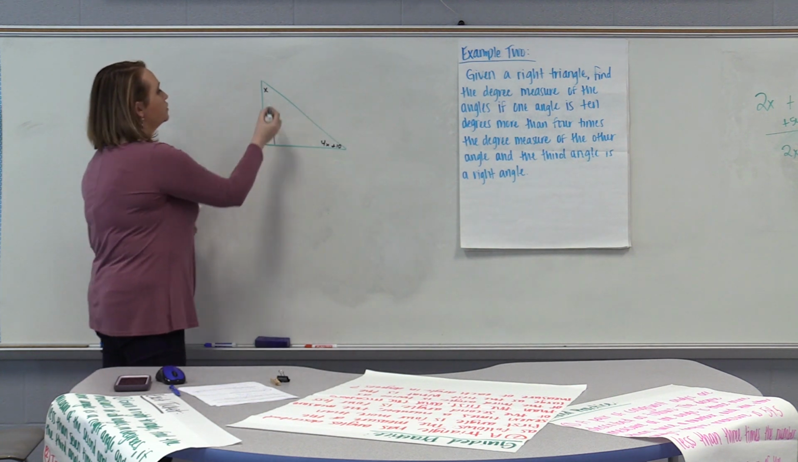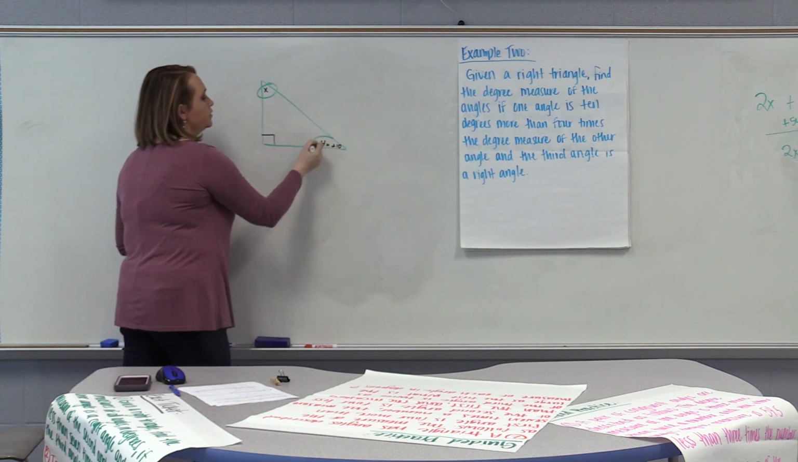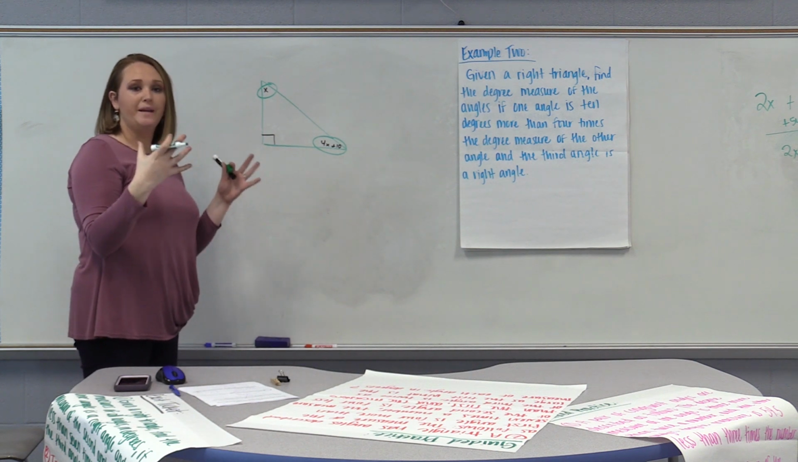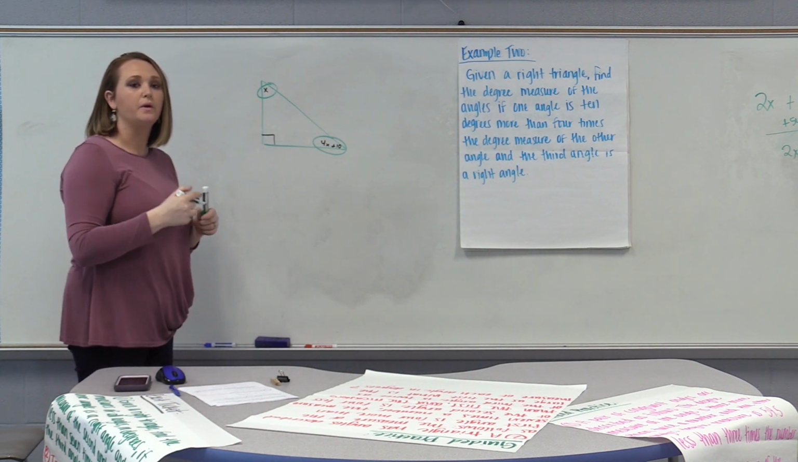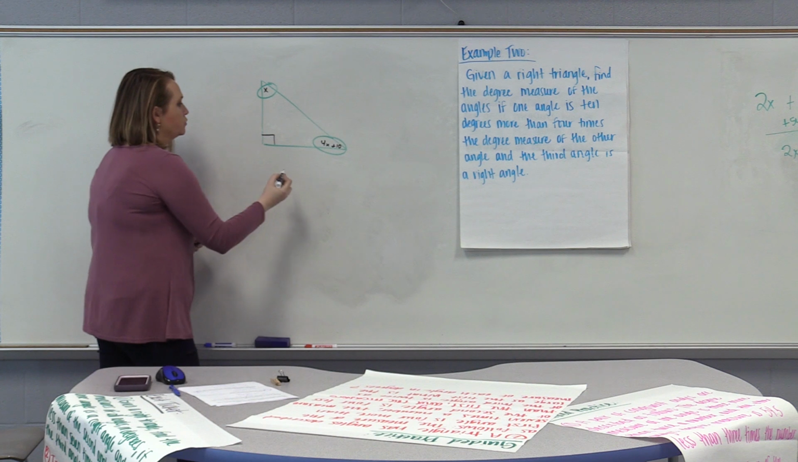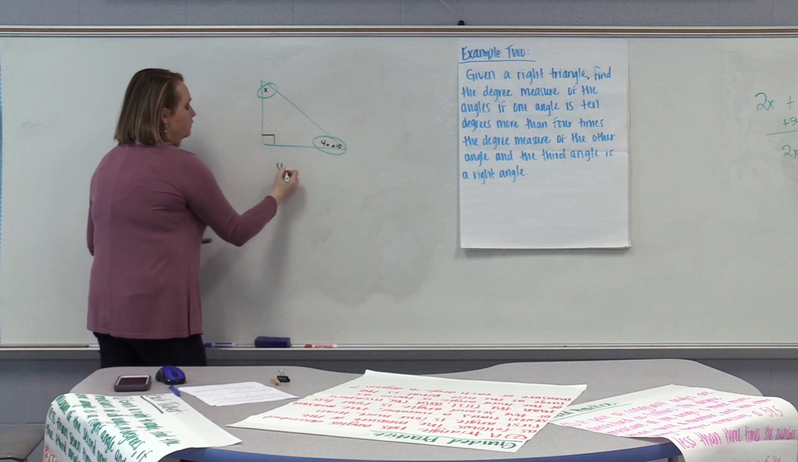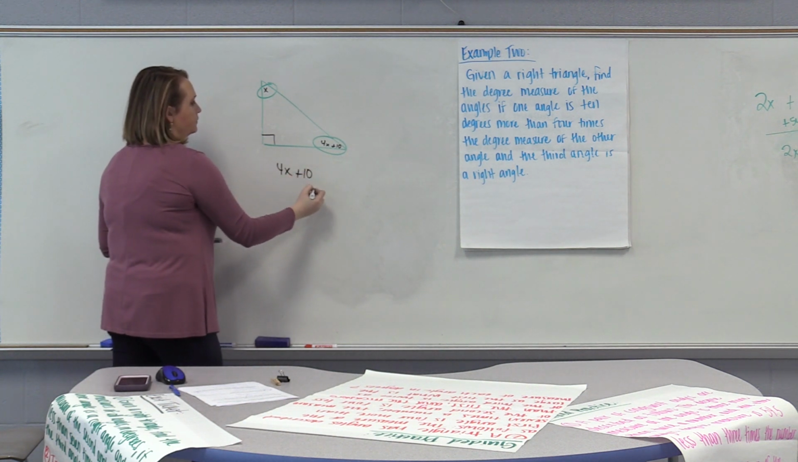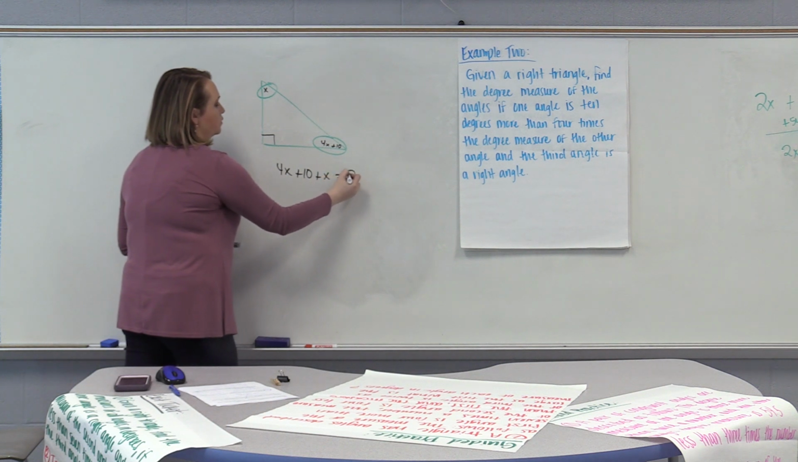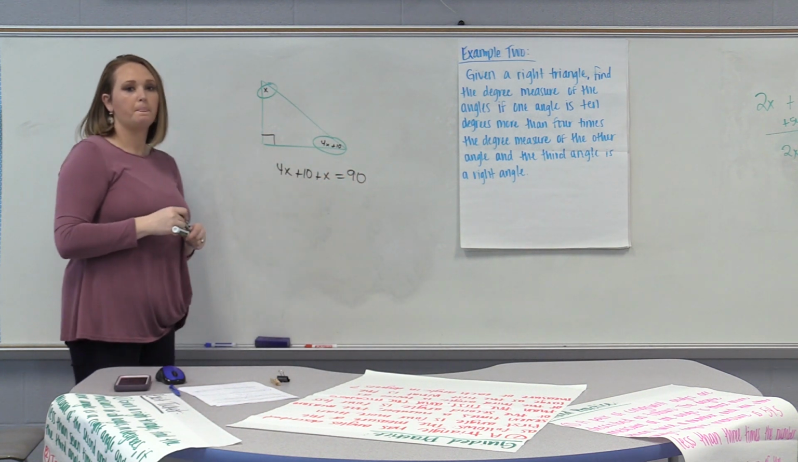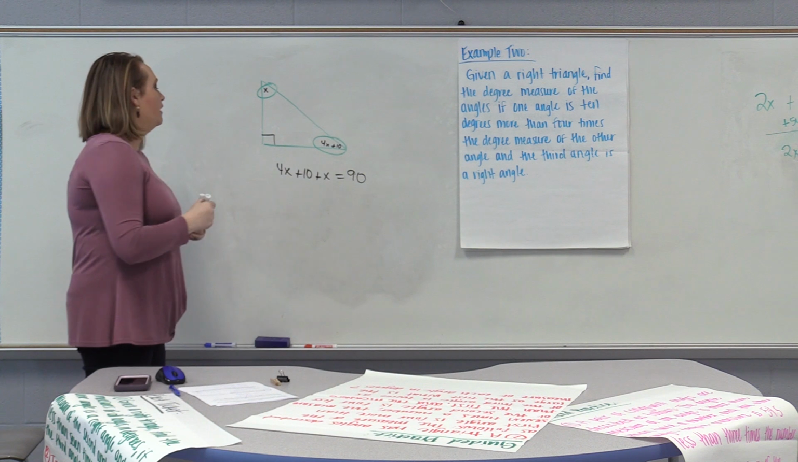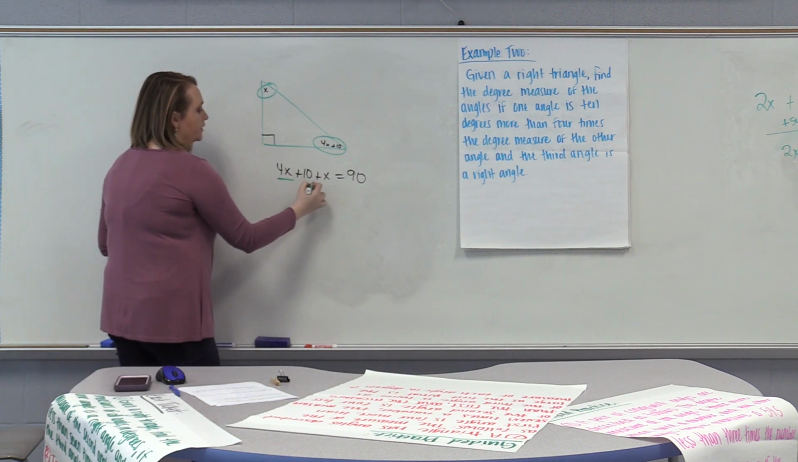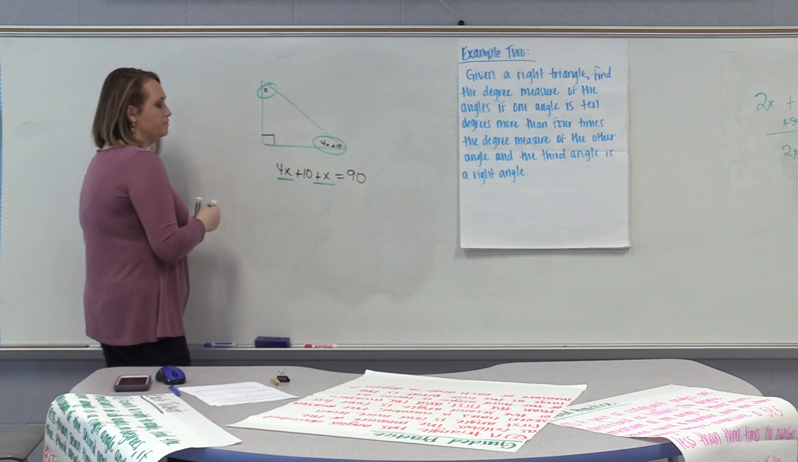So what we can do is add these two angles together and set that equal to 90. My equation would look something like this: 4x plus 10 plus x equals 90. Now we will simplify our expression by collecting like terms.